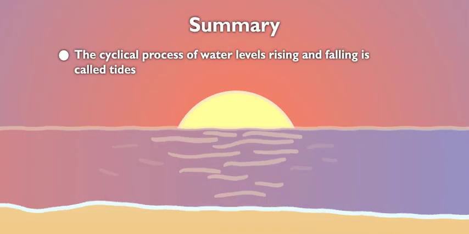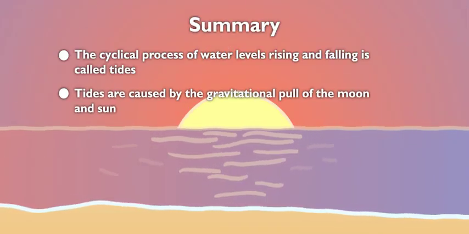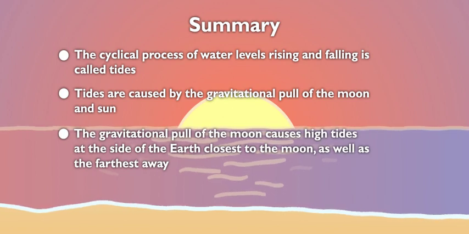Well, tides are the continual rise and fall of water in seas and oceans, and they're caused by the gravitational pull of the moon and sun. High tides occur on the sides of the Earth closest and farthest from the moon, and low tides occur in the areas in between the bulges.